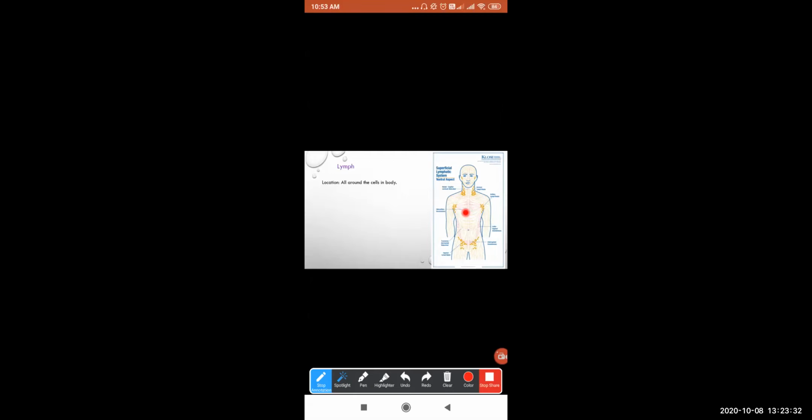These are the lymph vessels which carry the lymph to the entire part of our body. Now, what does it contain? It contains leukocytes, that is WBC, and a liquid ground substance. As I have said, it does not contain RBCs.